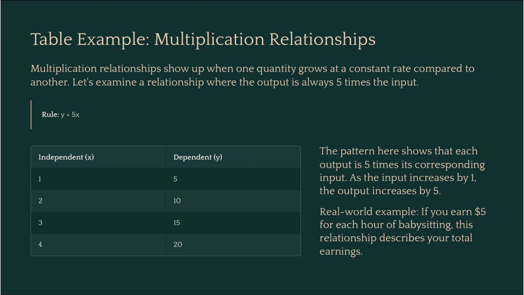Now for a multiplication rule. y equals 5x. When the independent variable x is 1, y is 5. When x is 2, y is 10. The table shows that every value of y is 5 times the value of x. Tables are excellent tools for finding these underlying mathematical patterns.